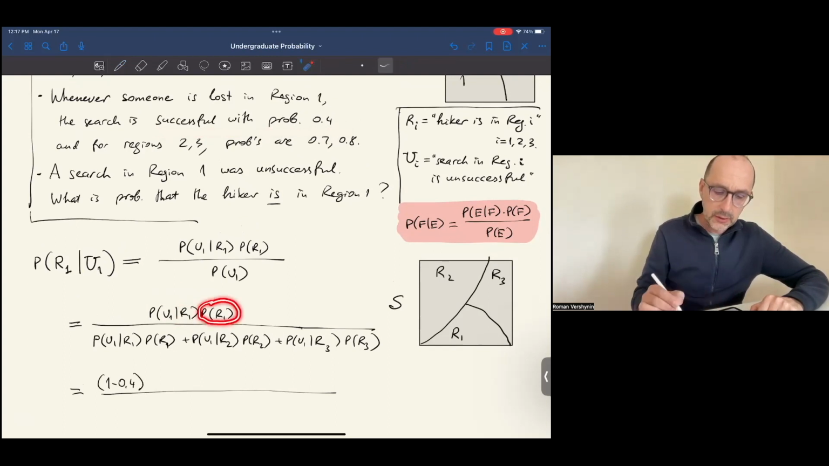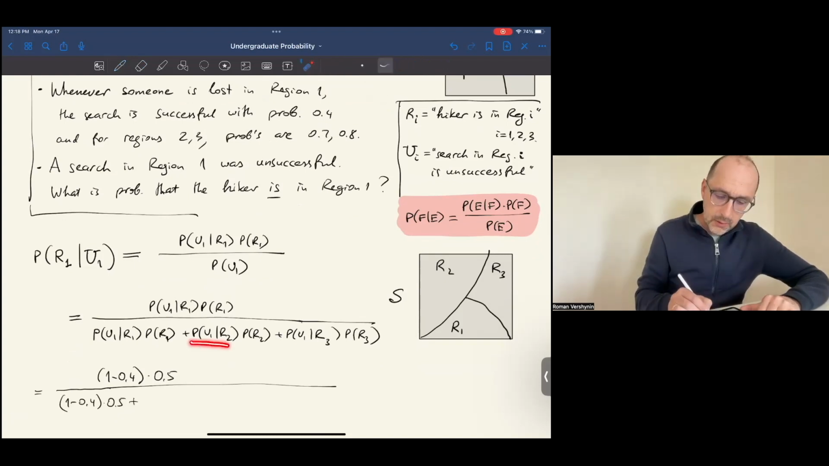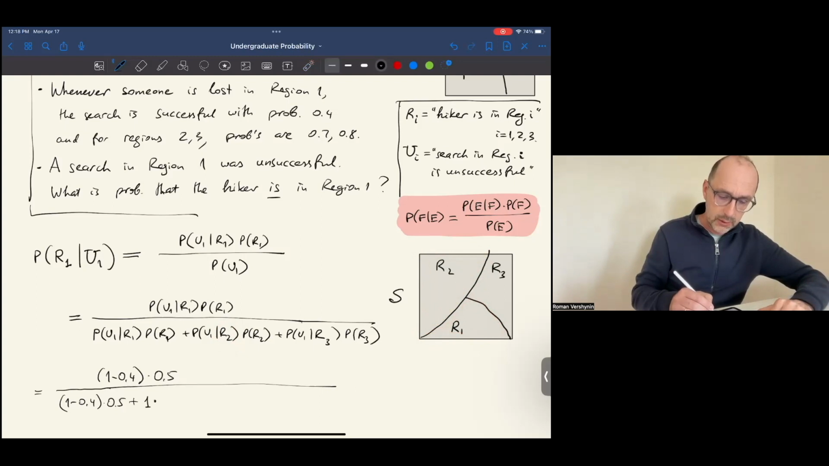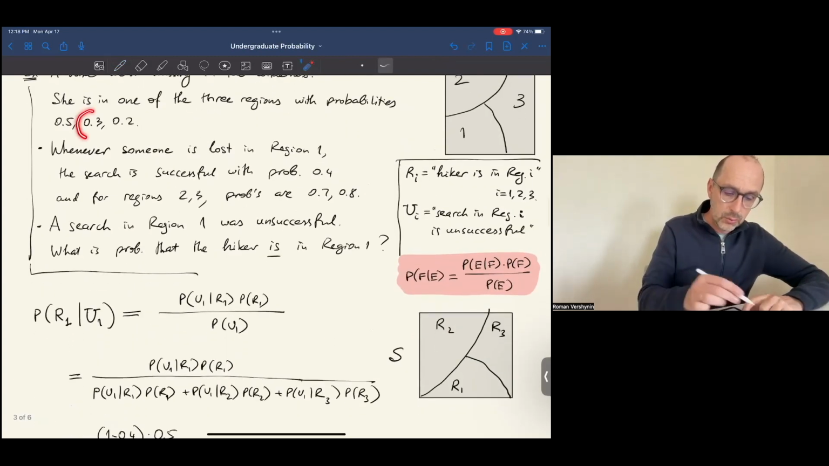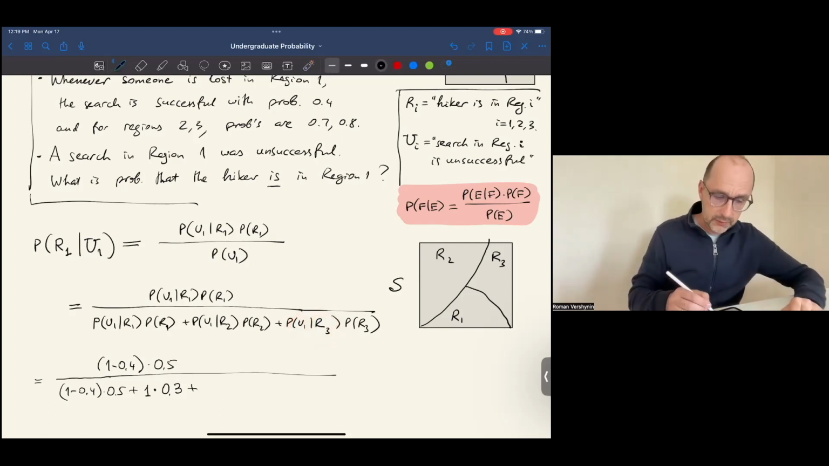What's the probability that the hiker is in region 1 without any conditioning? That's 0.5. And the denominator starts the same. What's the probability that, given that the hiker is in region 2, the search in region 1 is unsuccessful? 100%. They're looking in the wrong place. We assume that the hiker is here, so the search here will automatically be unsuccessful. So that probability is 1 times the probability of R2, the probability that the hiker is in region 2, plus, similarly, what's the probability that if the hiker is in region 3, the search in region 1 is unsuccessful? Again, always unsuccessful. They're looking in the wrong place.